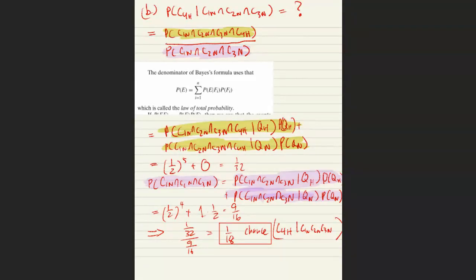So once we get all these values, we just get 1/32 divided by 9/16, which is a 1/18 chance that the 4th child has hemophilia, given that her 3 children were negative previously.